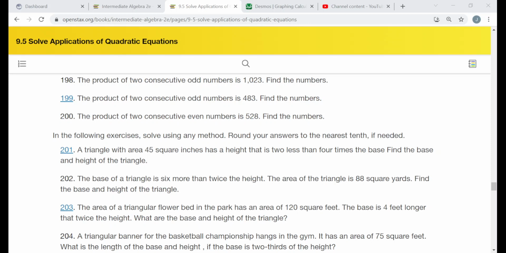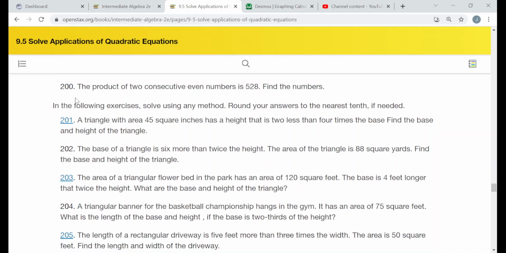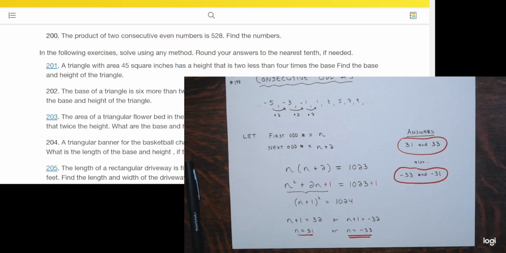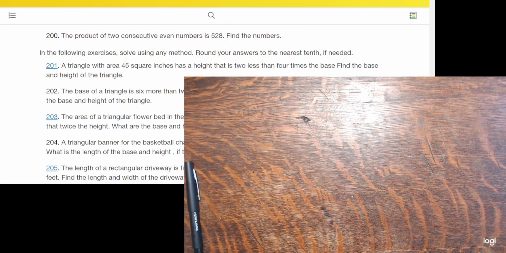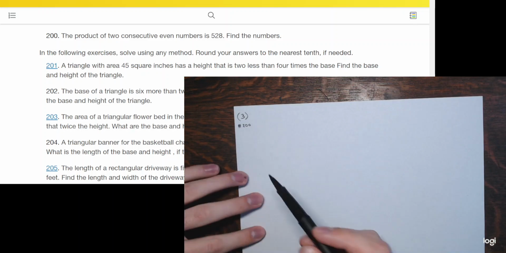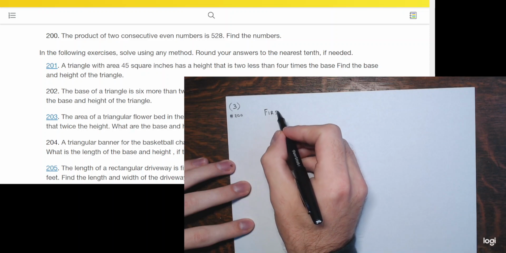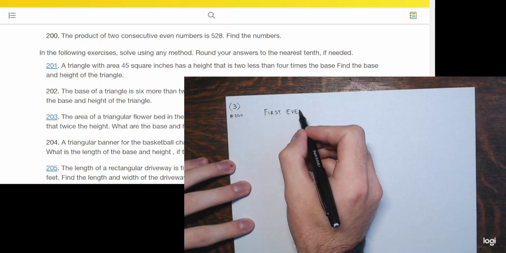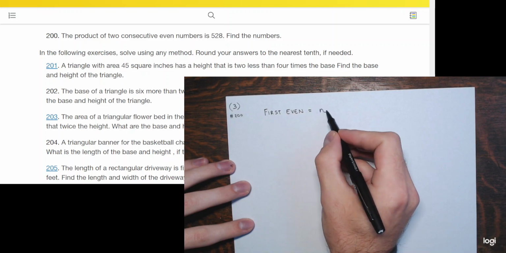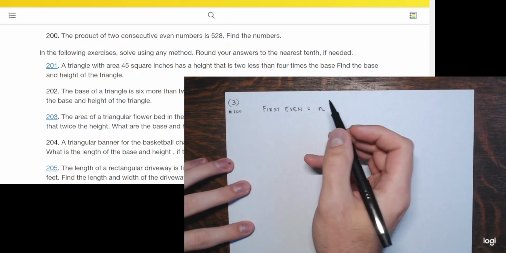So the next question, exercise 200, reads, now it's pretty much the same as exercise 196, but with a different number here. The product of two consecutive even numbers is 528. So again, I'll pull this up. We have a piece of paper. We got number 3, exercise 200. So again, the first even number that I'm looking for, I'm going to call n one more time. Why not? You can call it x or y or whatever you want.